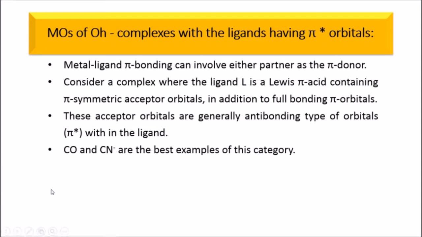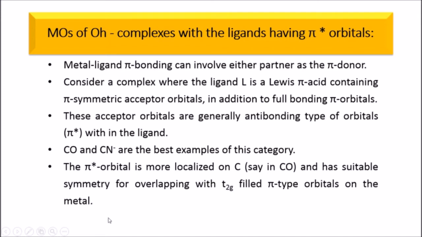And here these are the two best examples to explain the metal pi star orbital interaction in this category. The pi star orbital is more localized on carbon. For this you need to see the molecular orbital diagram for carbon monoxide. Probably you have learned in your lower semester that the pi star antibonding orbitals are more localized on the carbon atom compared to oxygen.